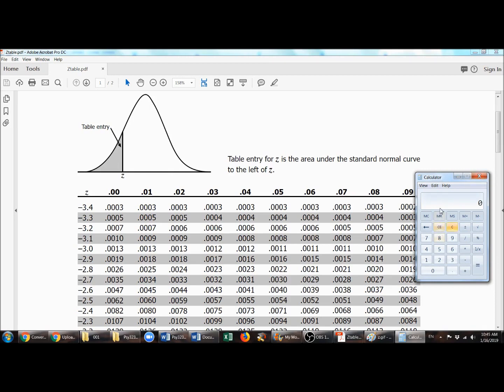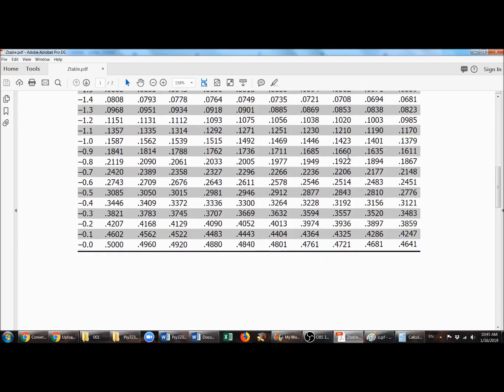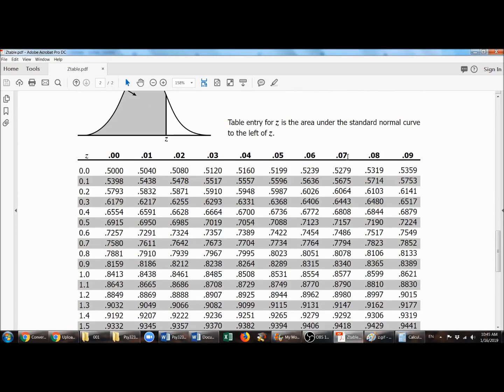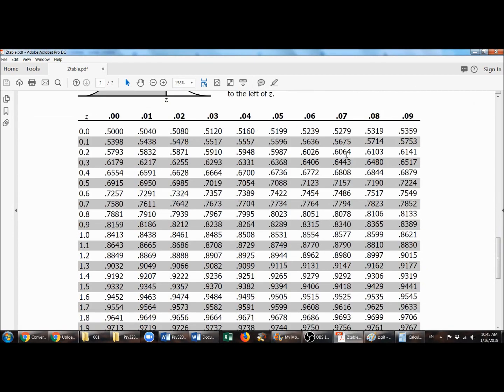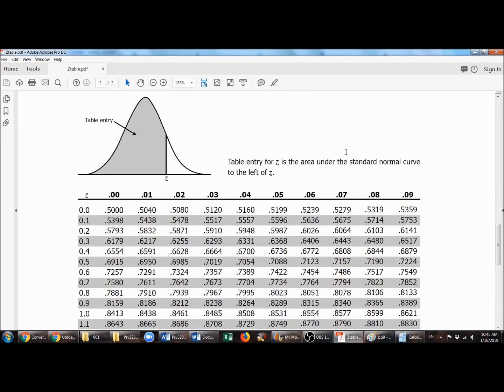Okay, so now let's try some positive z-scores. As you can see, this is the mean, and the z-score is above the mean. So let's say there's a z-score of 1.2, how about that?